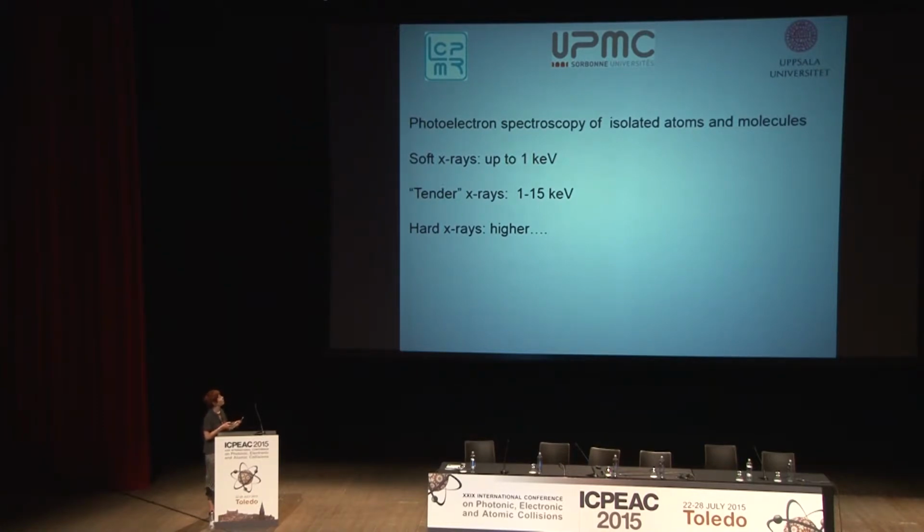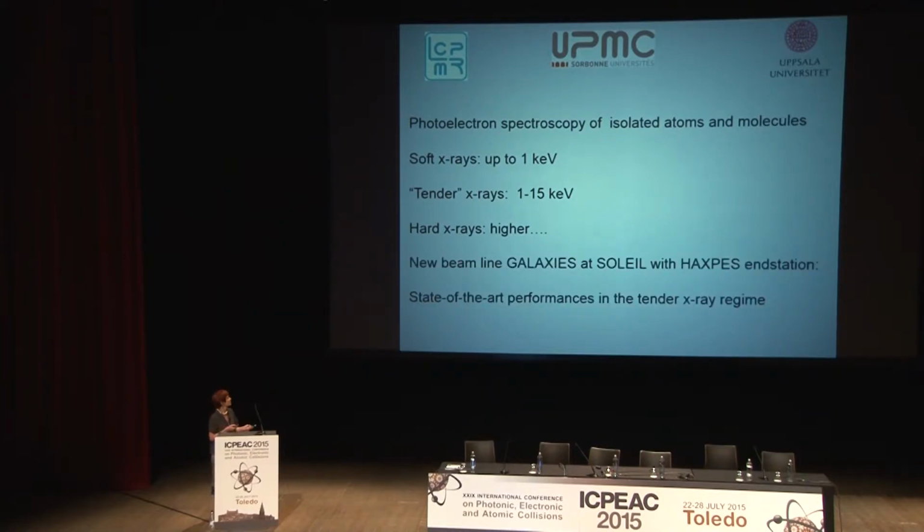Now, why have most of the results up to now been obtained in the soft X-ray regime, with core levels of the first elements? Because up to very recently, it wasn't really possible to have a close look at dynamics in the tender X-ray regime because of experimental limitations. But now we have a new beamline at Soleil, called GALAXIES, with an end station for high kinetic energy photoelectrons. This beamline provides high performance in the tender X-ray regime. So now we are in a position to observe really subtle effects in the tender X-ray regime.